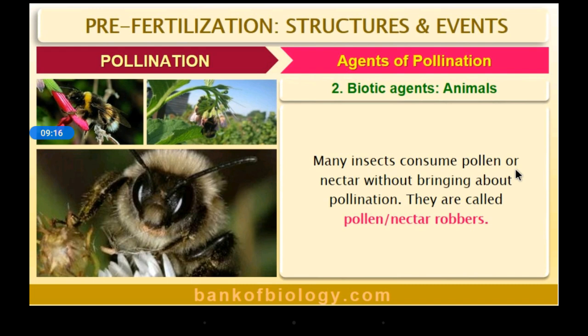And here you can see many insects consume pollen and nectar without bringing about pollination. That means some insects will take the nectar and the pollen, but they will not help in pollination. So in such cases, they are called pollen or nectar robbers. Why? Because they are taking all the things from the flower, like pollen and nectar, but they are not helping in pollination. So they are known as pollen and nectar robbers.